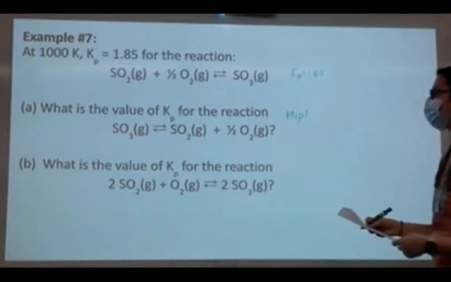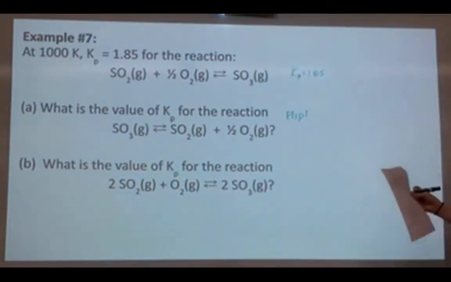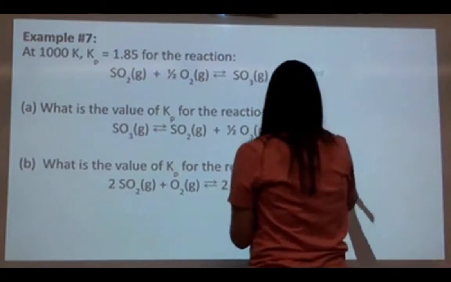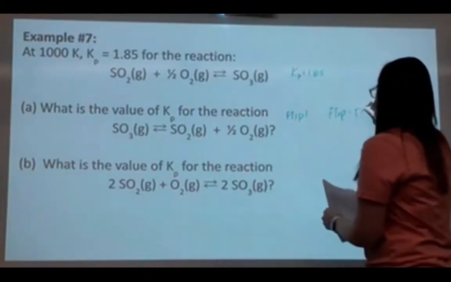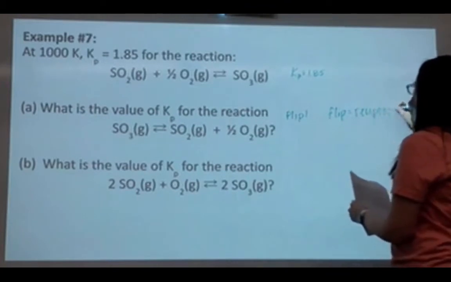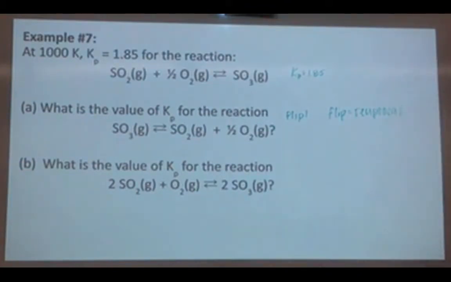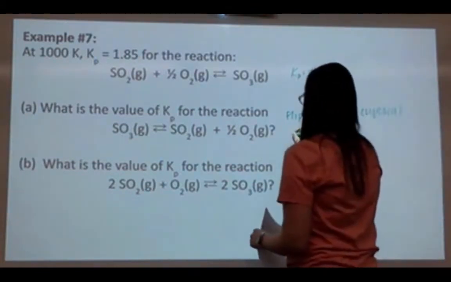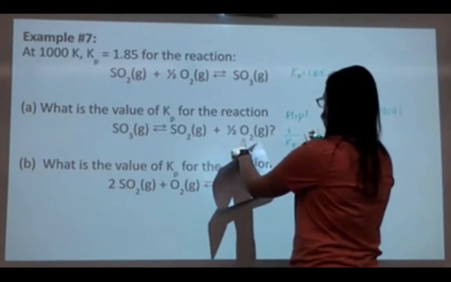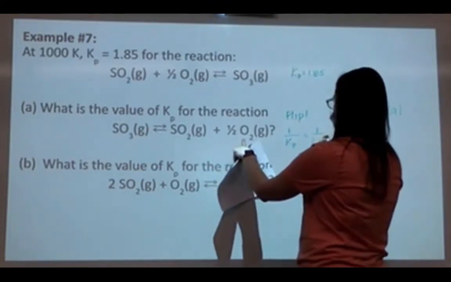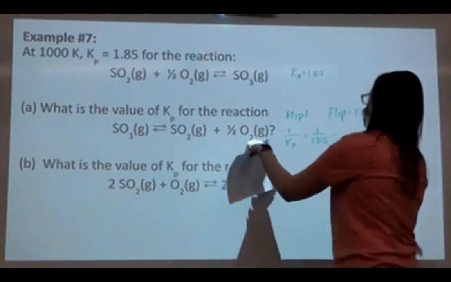All right, we flipped the reaction. So we flip the reaction. Let's do this over here. Flip equals reciprocal. Flipped equals the reciprocal. So that means that this new equation would be 1 over Kp, 1 over 1.85.